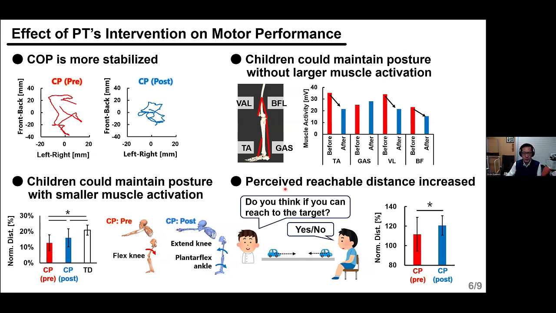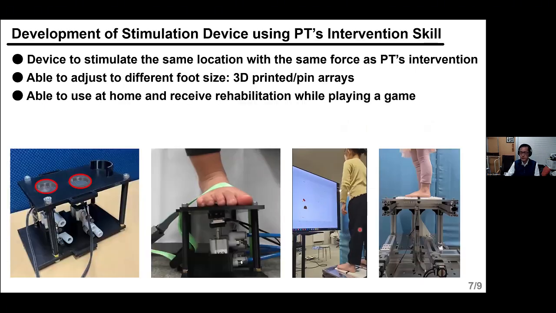In addition, we also evaluated the psychological effect of the therapy. Here, we gradually change the target toy, which is in front of the patient, and ask them if they think they could reach the target. We collected the answers and calculated the perceived reachable distance, and we found it increased significantly after the interventions. So this indicates that the self-efficacy of the CP children became higher, so that they have more feeling to interact with the external world.